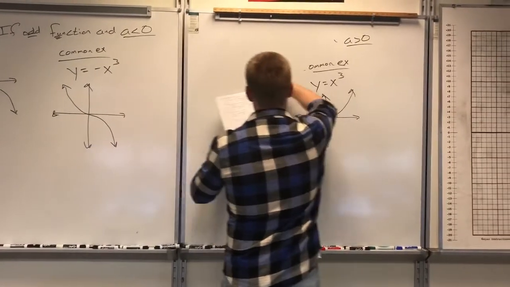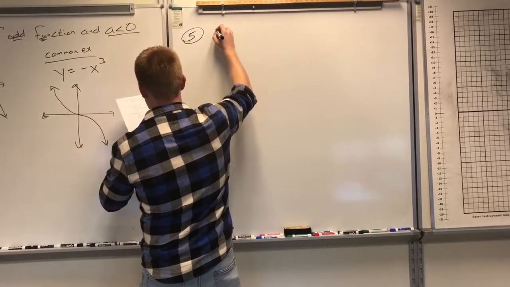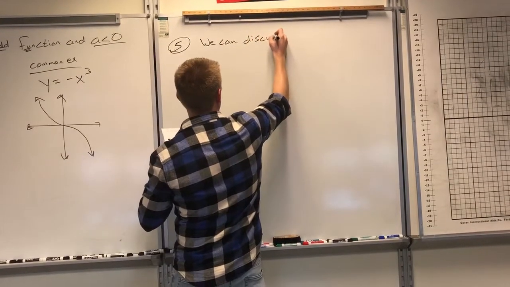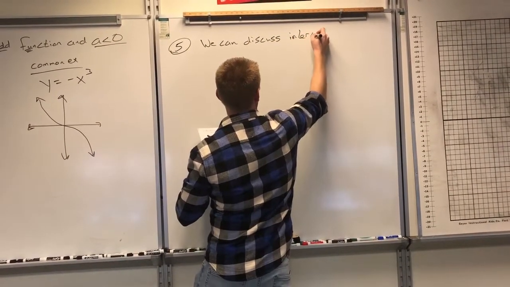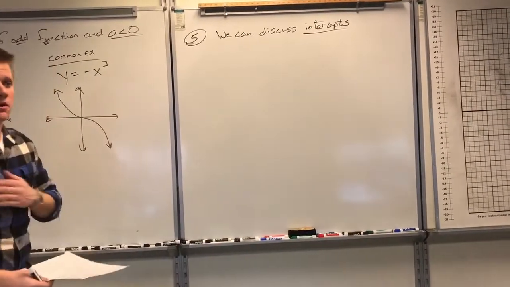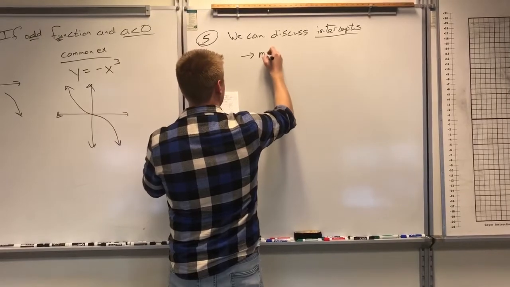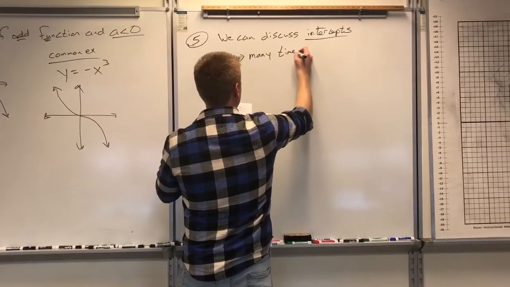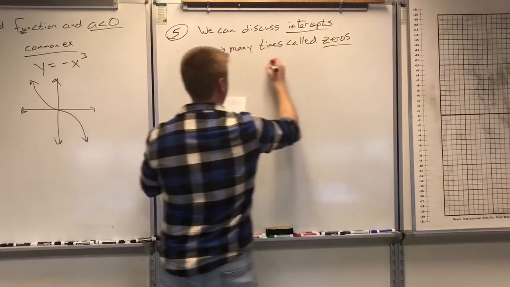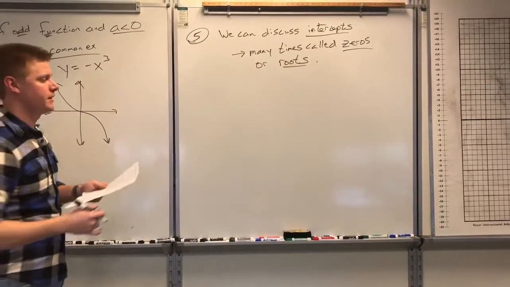Next, our fifth characteristic, which we're not going to spend any time looking at an example of for the time being because we've already done it, we can discuss intercepts of any polynomial. It doesn't have to be just a parabola that will have those, so we can always talk about intercepts, and these are many times called zeros or roots. So just some terms that mean exactly the same thing as finding intercepts.